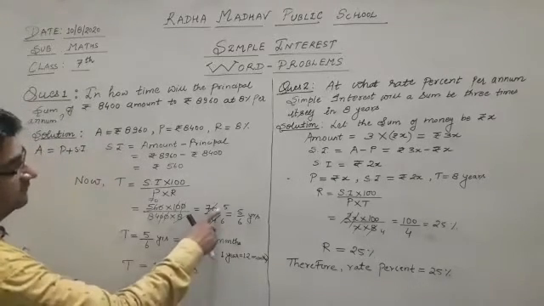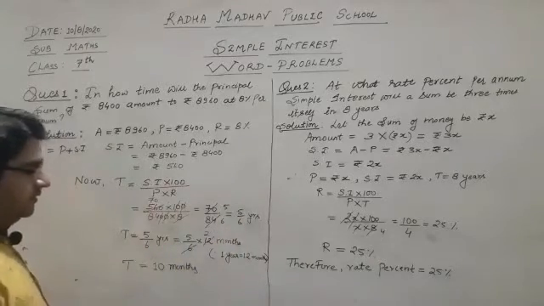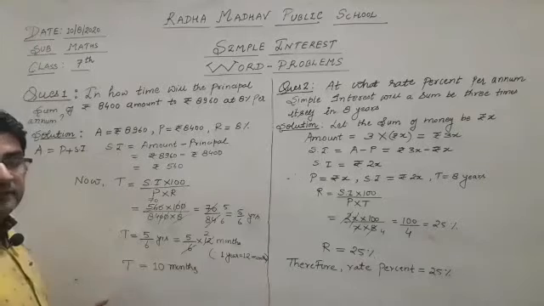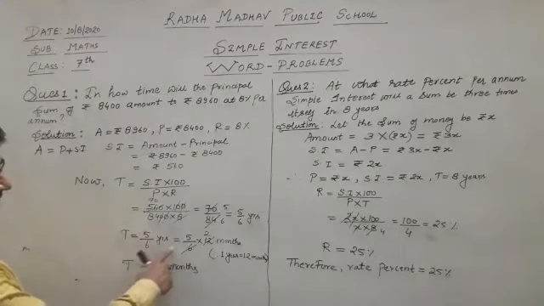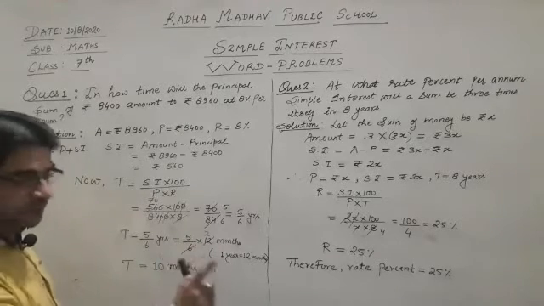So 14 5s are 70, 14 6s are 84. We get 5 by 6 years. Now we know that 1 year is equal to 12 months. So we can convert this time into months also. So time equal to 5 by 6 years, we can write also 5 by 6 into 12 because 1 year is equal to 12 months.